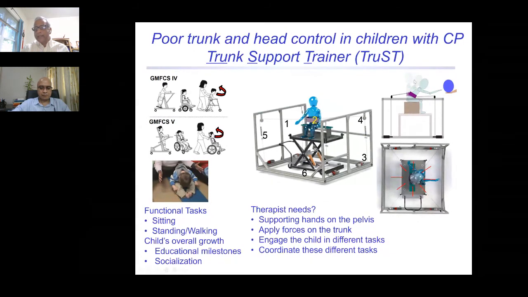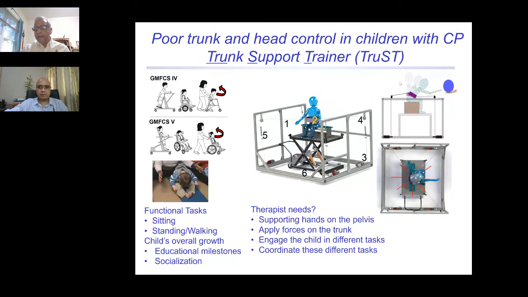So think of this child who is working with this physical therapist in different tasks. What the therapist is doing is asking the child to reach for an object, and basically we're challenging the child to go much further away from this vertical equilibrium and do the task, right? So what you see here, this trunk support trainer, really integrates a number of these different ideas.